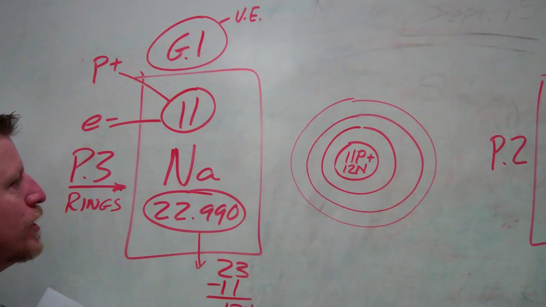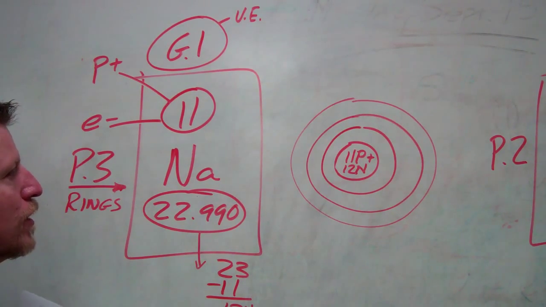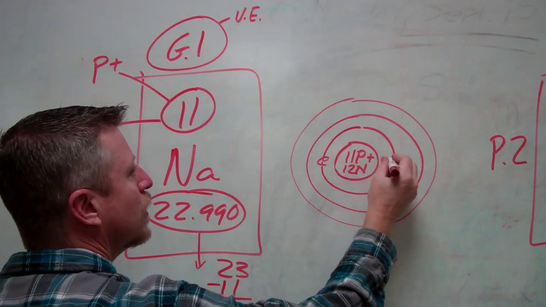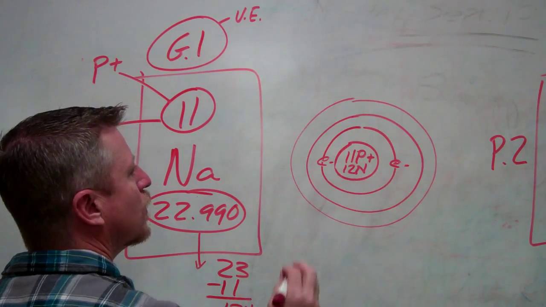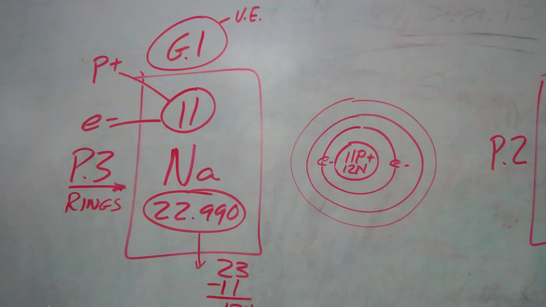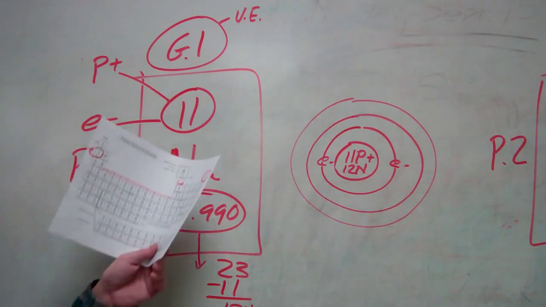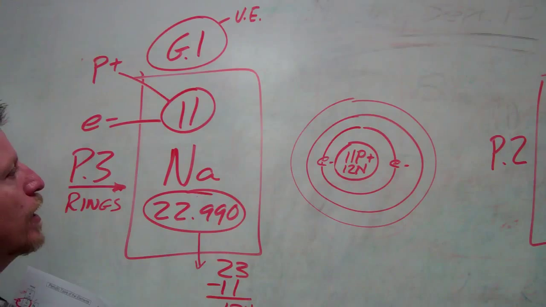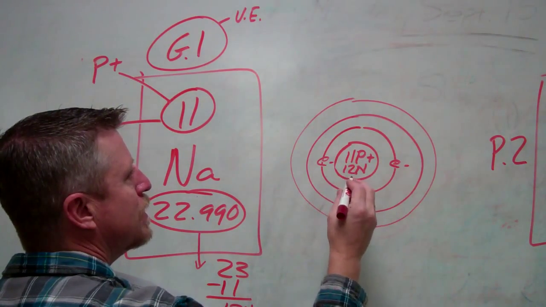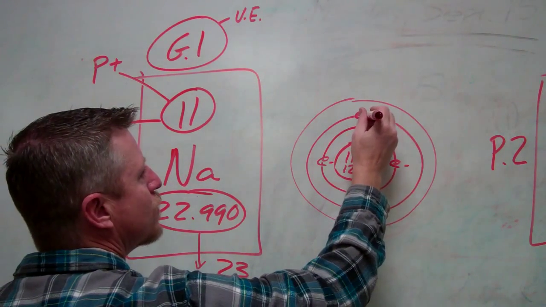Okay, so the first ring can hold how many electrons? 2. So I'm going to put 1, 2. Okay, now then, the next rings can hold up to 8. I have 11 total. So I'm going to go ahead and fill the next ring with 8, because 8 plus 2 would be 10.